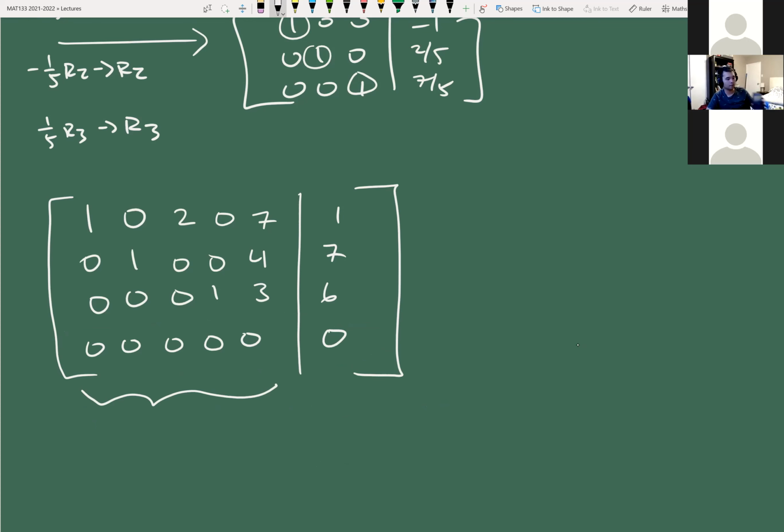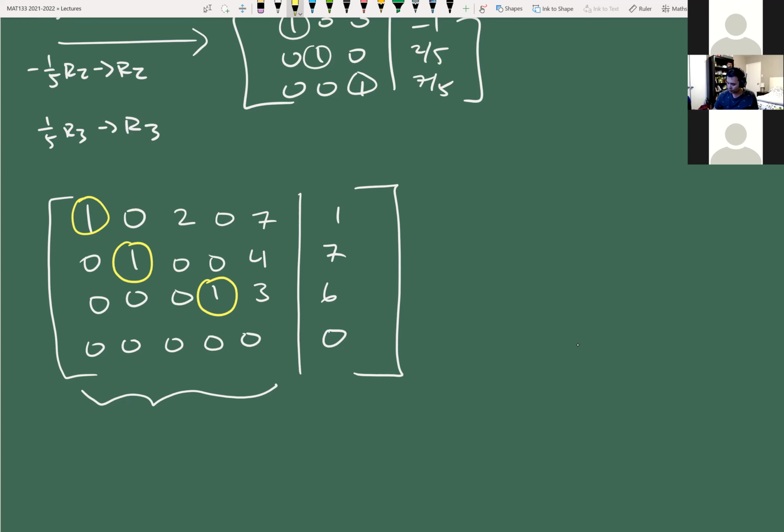Does anyone remember how to compute the rank? 3, okay, yeah. And how do we compute rank? So for those who are still here and maybe haven't done the videos or the readings that far, how do we compute the rank? What is it? Exactly, it's the number of leading ones in REF and RREF. Perfect, beautiful. So there are 3 leading ones, right? I think we all agree there are 3 leading ones.